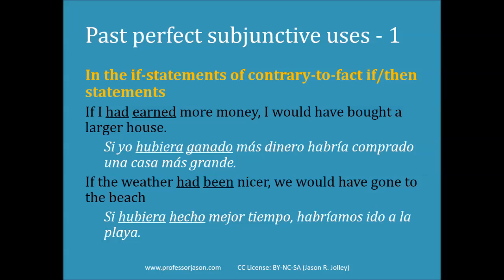Si yo hubiera ganado más dinero, habría comprado una casa más grande. Habría comprado there is our conditional perfect, right? Hubiera ganado is the past perfect or pluperfect subjunctive, the reason we're here today. Another example, if the weather had been nicer, we would have gone to the beach. Si hubiera hecho mejor tiempo, habríamos ido a la playa.